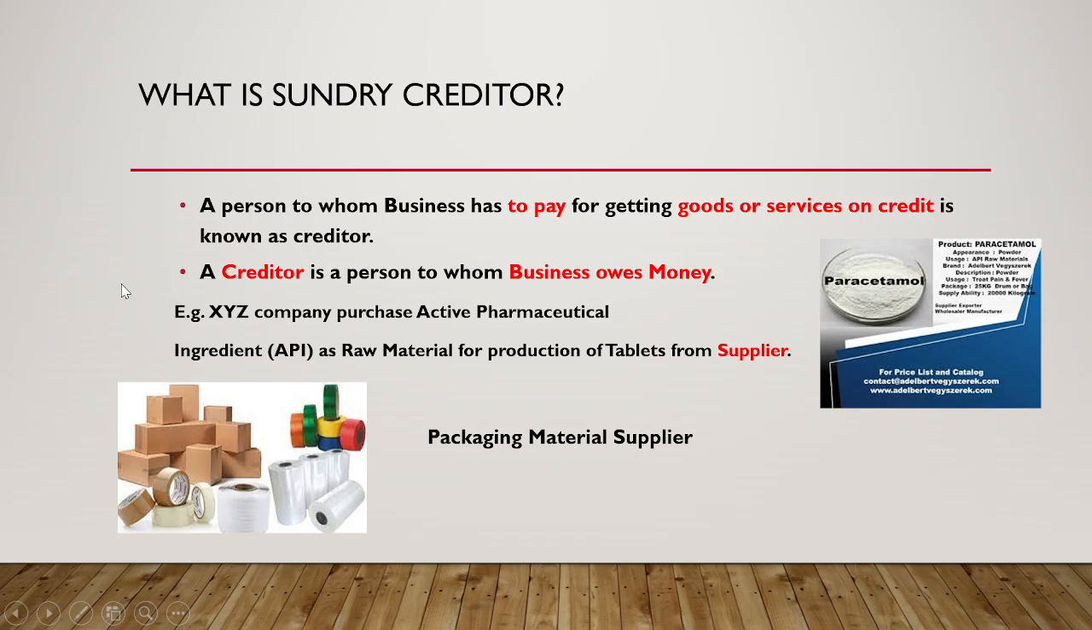Now, this is very important terminology. What is a sundry creditor? A person to whom the business has to pay for getting goods or services on credit is known as a creditor. I'll repeat: a person to whom the business has to pay for getting goods or services on credit is known as a creditor. A creditor is a person to whom the business owes money.